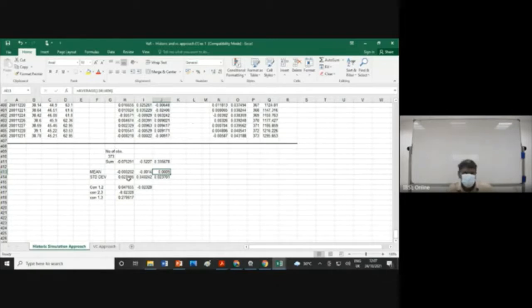Similarly, standard deviation is the standard deviation of these returns in the H column, here the standard deviation of these returns in the I column, and the standard deviation of these returns in the column J. So we know the mean, we know the standard deviation for each. Now, the next thing is we need to compute the correlations. How many correlations are there in this portfolio?